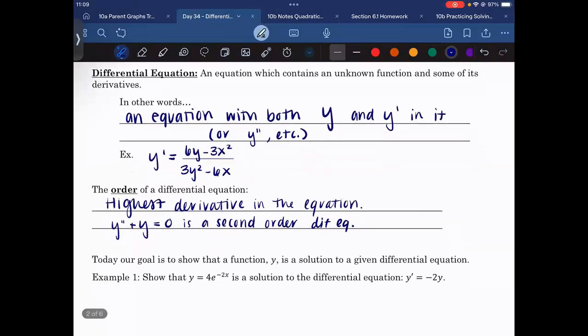So a differential equation is an equation which contains an unknown function and some of its derivatives. In other words, an equation with both y and y prime in it, or y double prime. An example of this would be like the one we just did for our warm-up, where it has that y prime where we had to solve with respect to x. And I always like to put a little example in there. The order of a differential equation is the highest derivative in the equation. So this would be a second order differential equation.